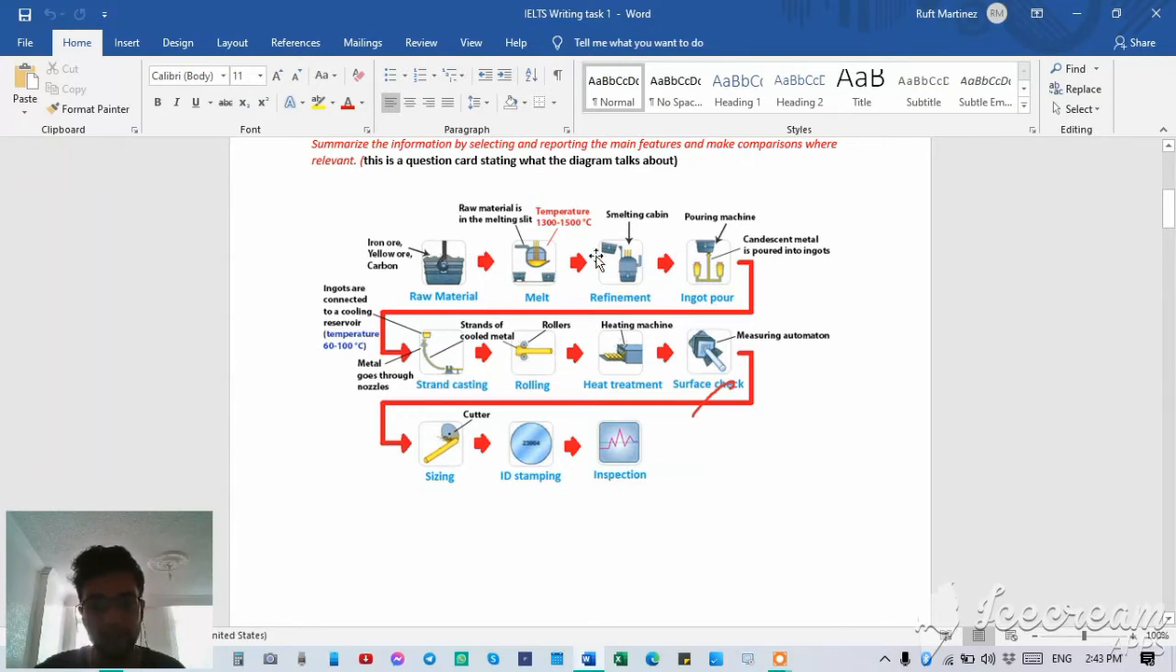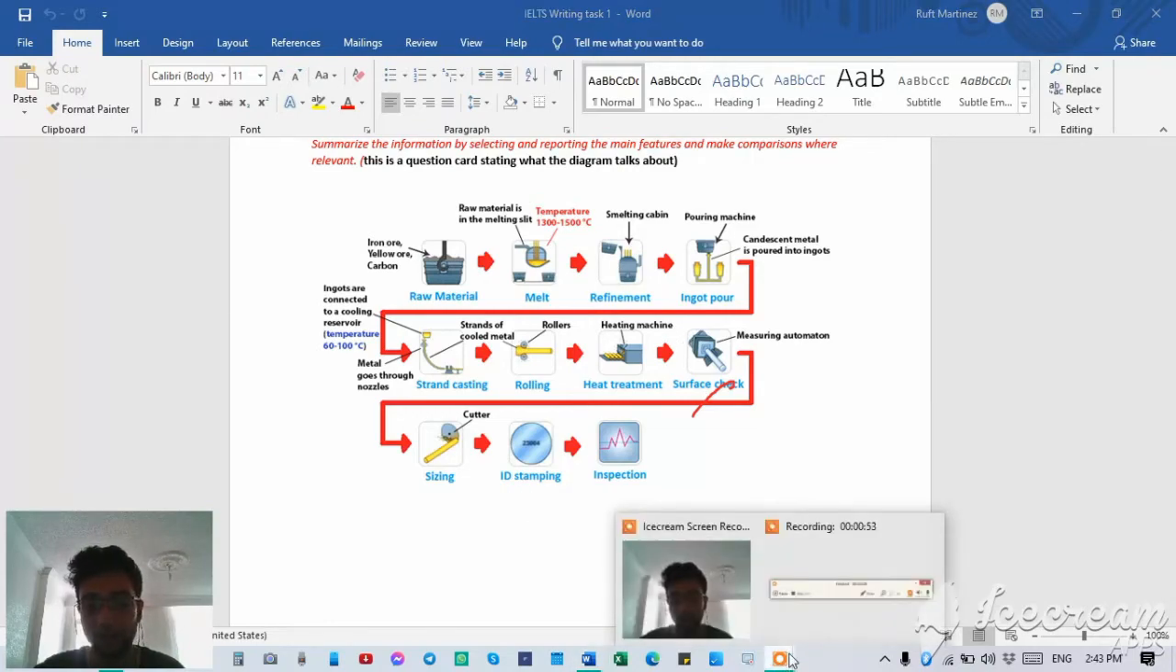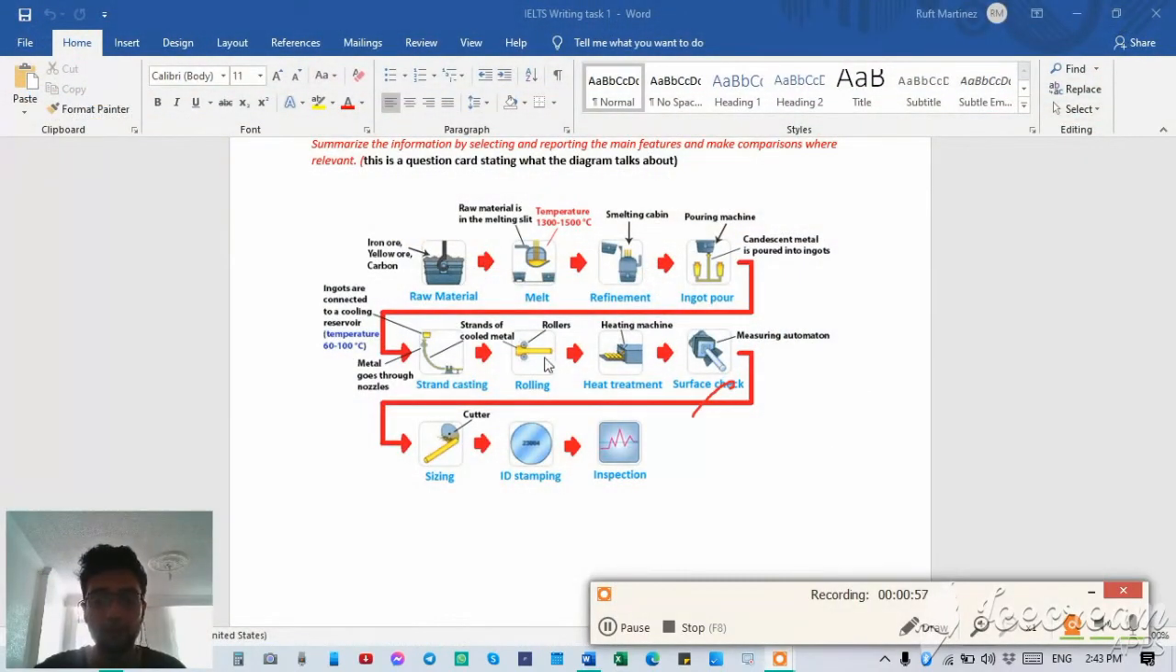As you can see, there are arrows, and as I said before, there are arrows showing how the process continues. So in almost all the diagrams, you can see the arrows, and you can find out how to start, what is the first one, and what is the last one.